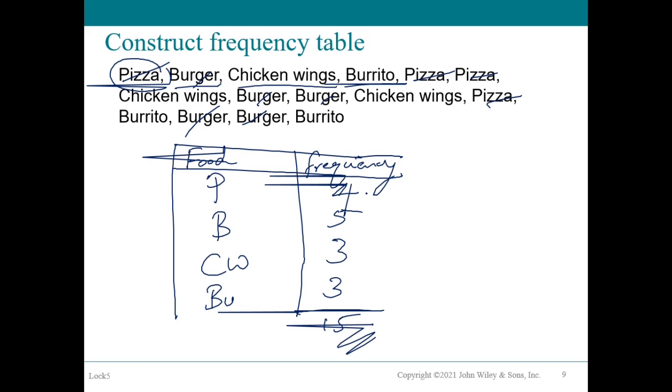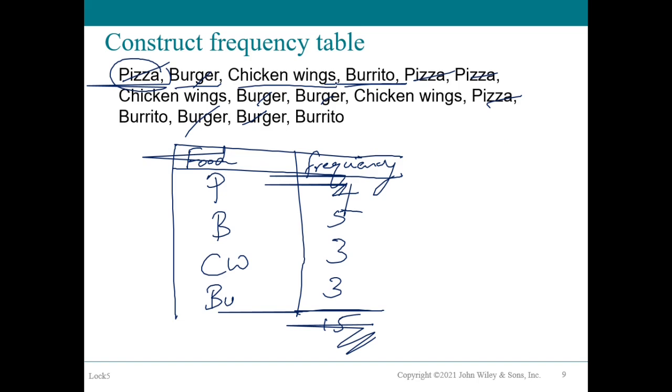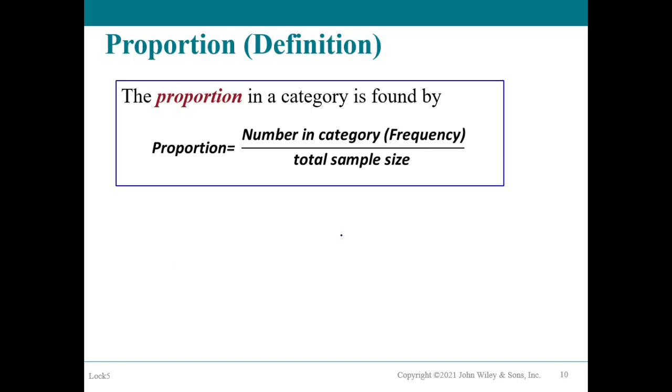Right. So this is the frequency table. We have summarized all this story within this table. The next thing is to calculate the proportion. I think you already know how to calculate this proportion. Simply divide the count for that particular category by its total. So the number in the category, or the frequency, divided by the total sample size. Total sample size is this one down below.